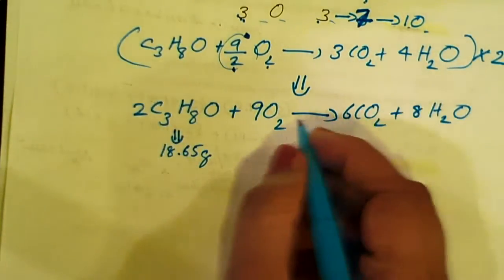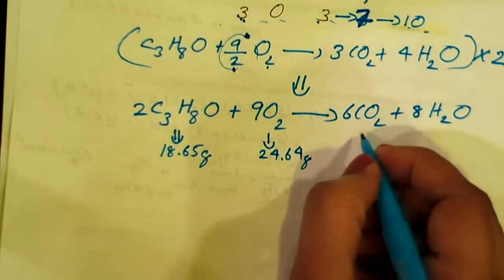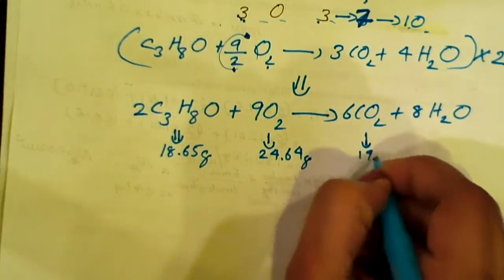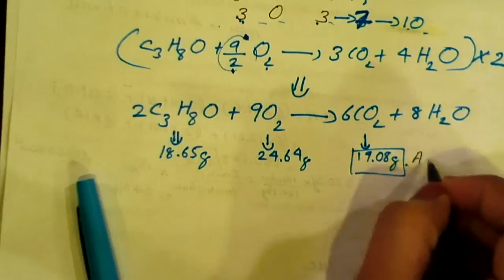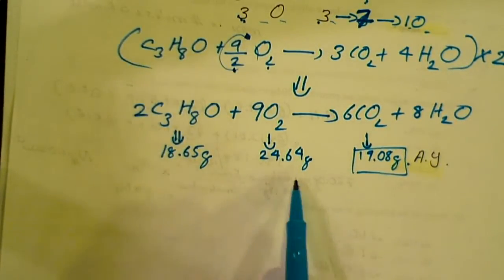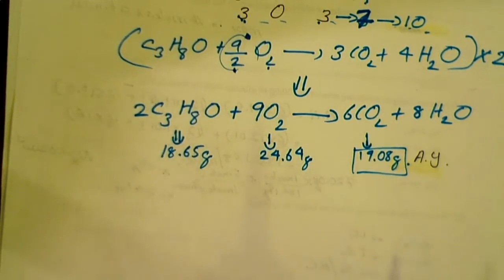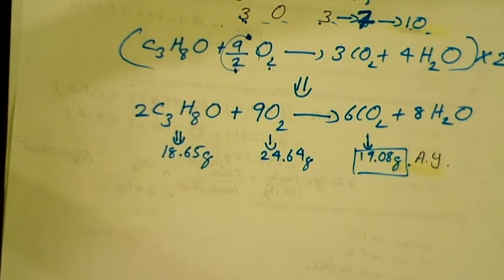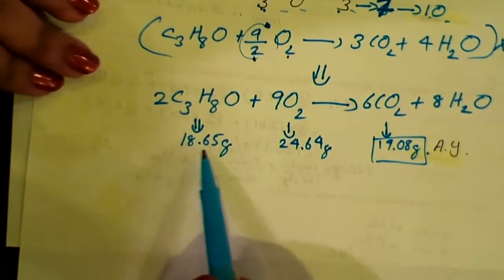So from the coefficients, it's going to be like 2 moles of C3H8O reacts with 9 moles of O2, gives 6 moles of CO2 and H2O. So they are given the mass of C3H8O reacting, which is 18.65 grams, and oxygen is 24.64 grams, and you will end up with CO2, which is 19.08 grams. This is your actual yield.